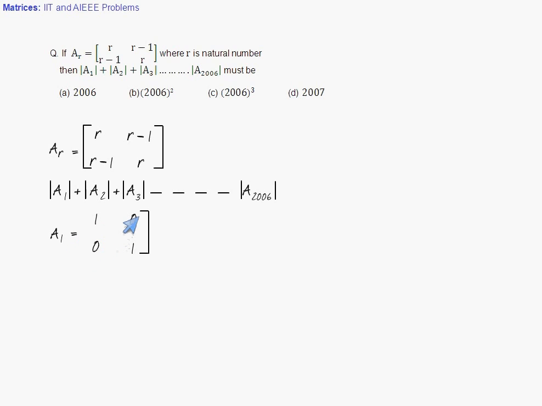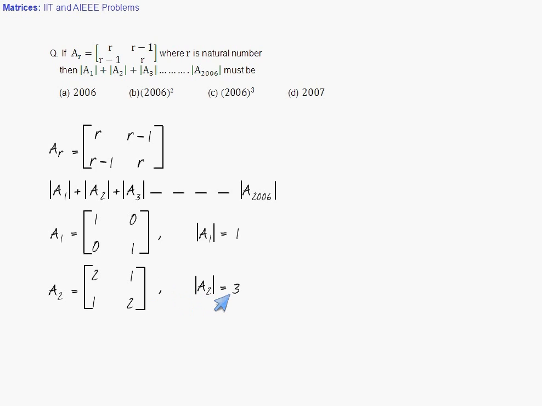And this is my matrix. So the determinant will become, the value will be 1. Now let me check for A2. My A2 matrix will become 2, 1, 1, 2. Therefore determinant A2, the value comes out to be 3.